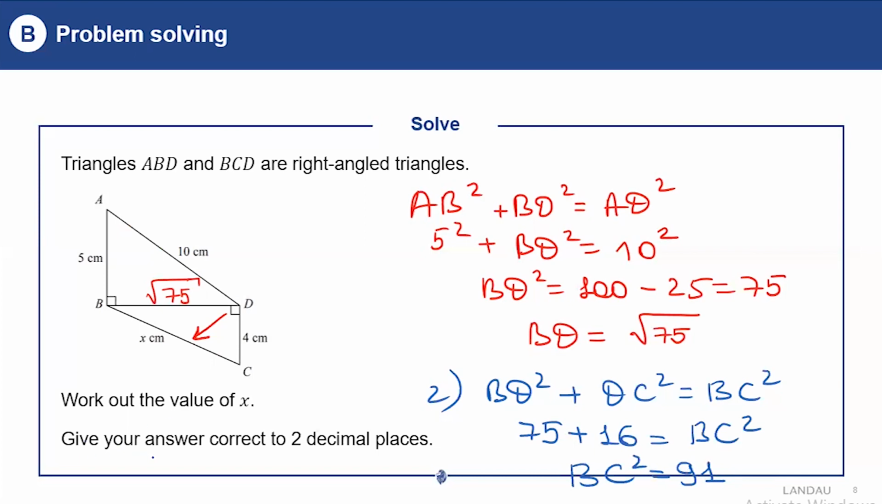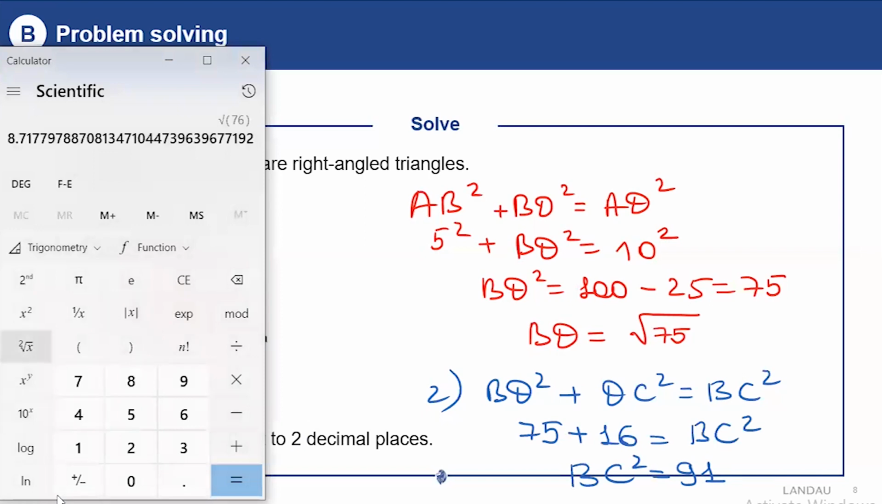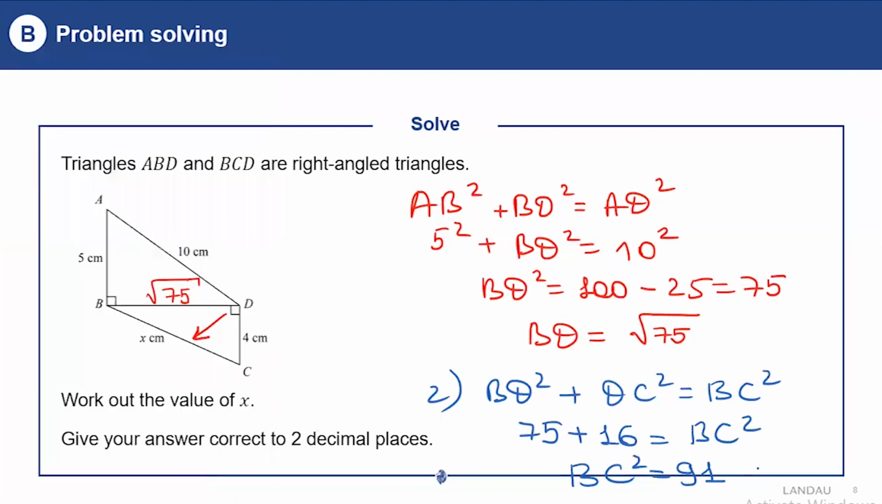Again, it says give your answer correct to 2 decimal places. So we need to calculate it. We need to find the root of 91. We will get this recurring decimal, but 2 dp means we need 2 digits after the decimal point. So it will be 9.54, right? Not 53. Why? Because here we have 9, and 9 is more than 5. So for this reason, BC equals 9.54 centimeters. It will be the final answer for this question.